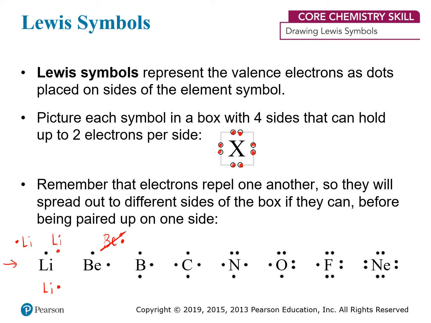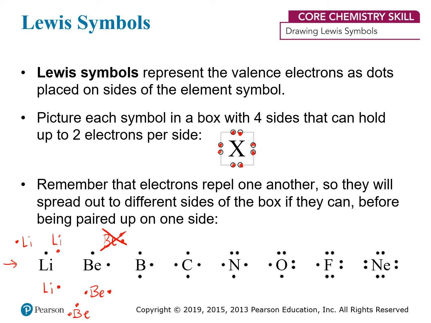Okay, so we wouldn't draw beryllium like this, but we could draw it like this, or again, we could put them on opposite sides, or we could put one up and one to the left, right? So there are all sorts of different ways that we could write beryllium. As long as we keep the 2 electrons separate, it'll be fine.